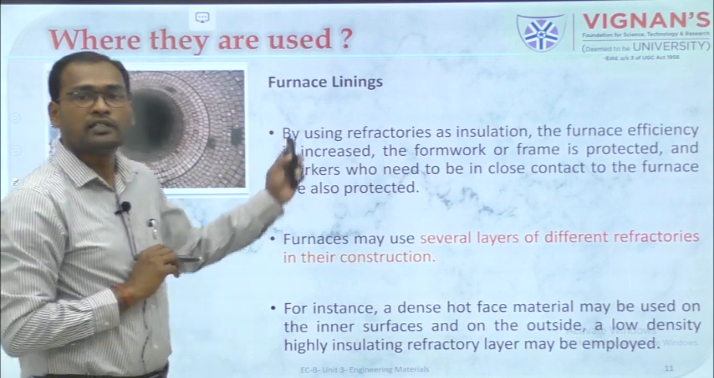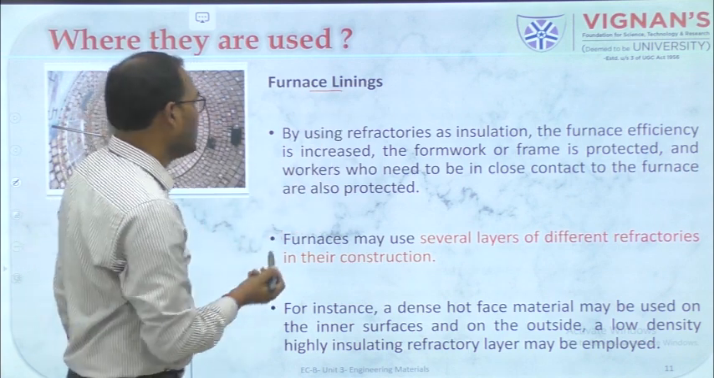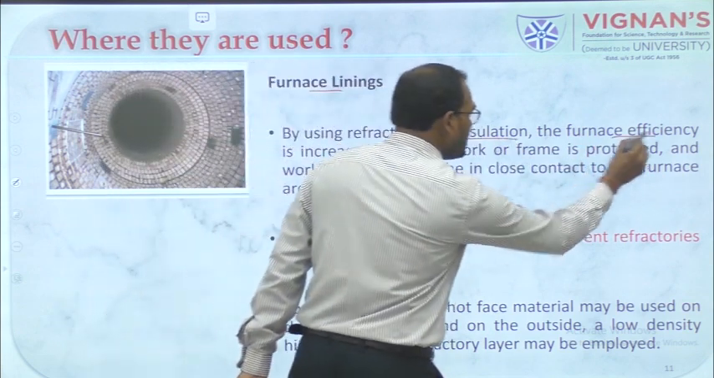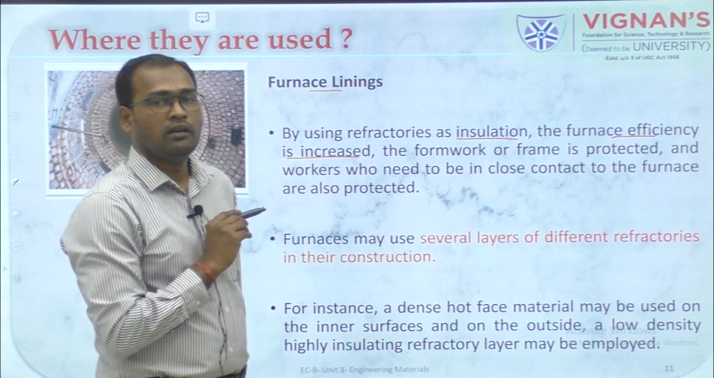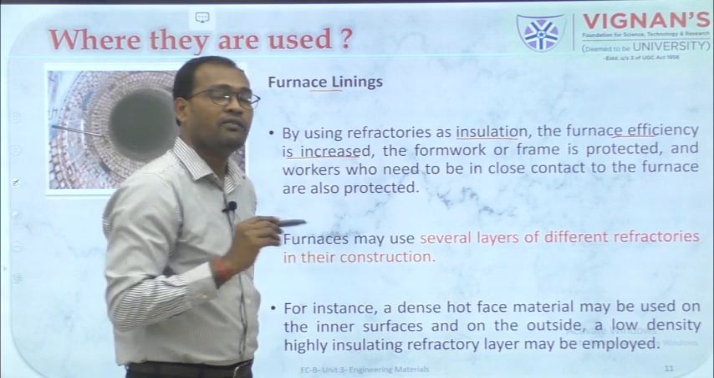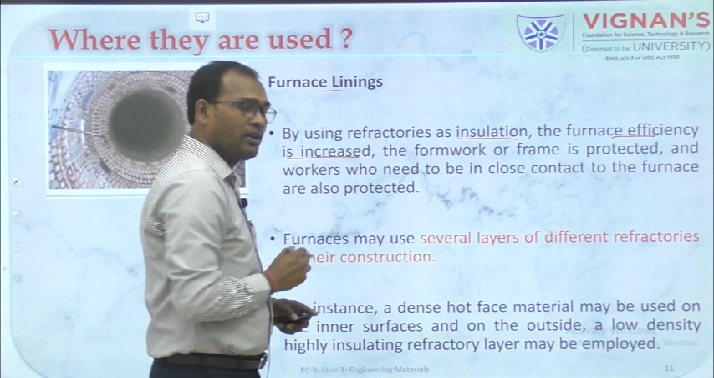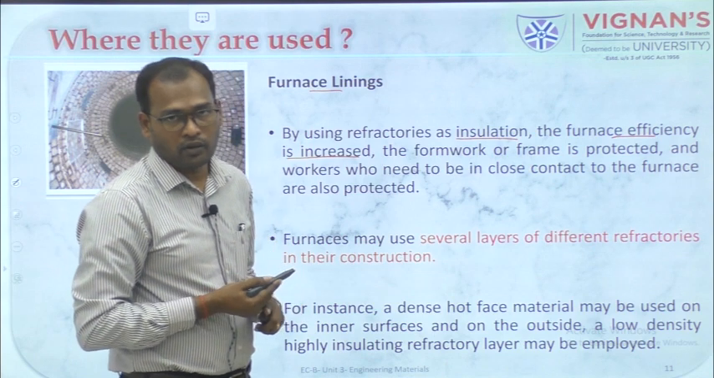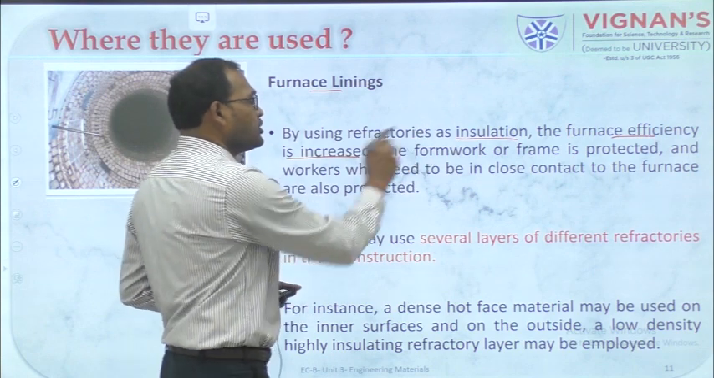As I said, this is used in the furnace lining, right. I told this before but I am repeating it once again. By using refractories as an insulator, the furnace efficiency will be increased, right. So the other reason to use refractory is that the efficiency of the furnace will be increased. You can have a better efficiency when you use refractory. That means you are going to use less energy and get more product out of it, right. So the efficiency will be increased if the refractory is used as an insulation, right.